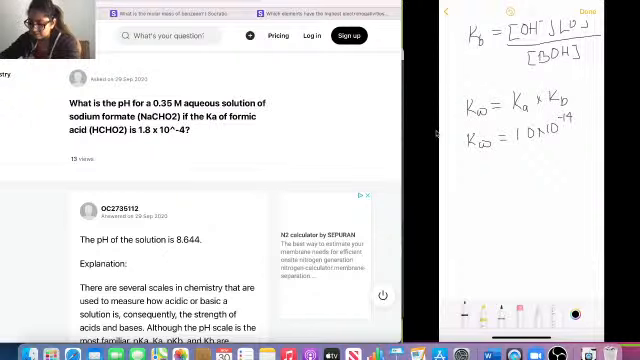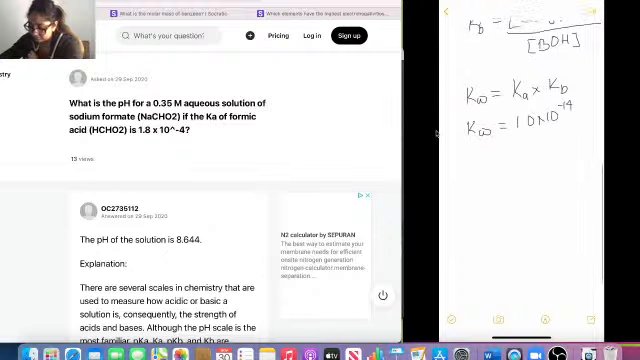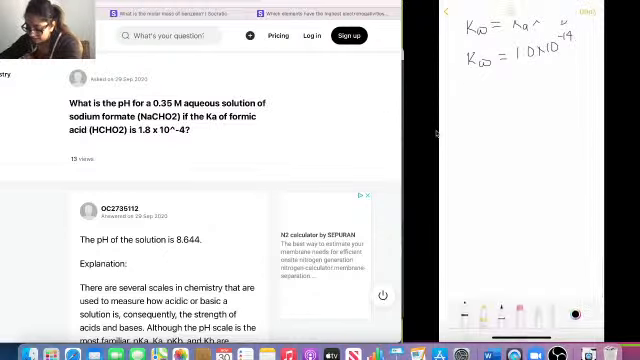Okay, so these are all the things that are given, and what we need to find is the Kb, the base ionization constant, and from that we can find our pH. So we first need to write out the balanced chemical equation, to find out what ions are dissociated, basically.